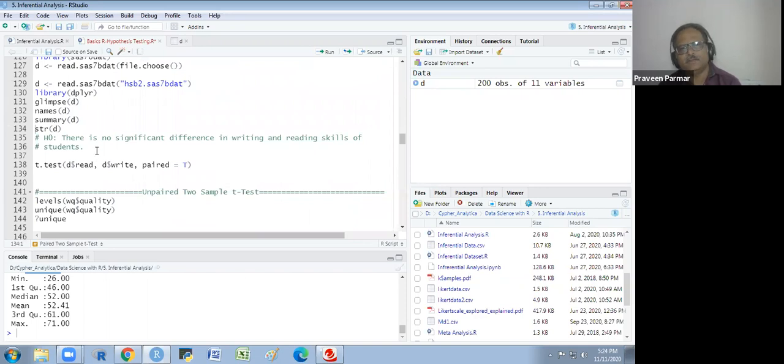Now, there is no significant difference in the writing and reading skills of the students. This is our null hypothesis, and this we want to check. This is a paired t-test, dependent, because the same student's reading and writing we are comparing. So I run it.